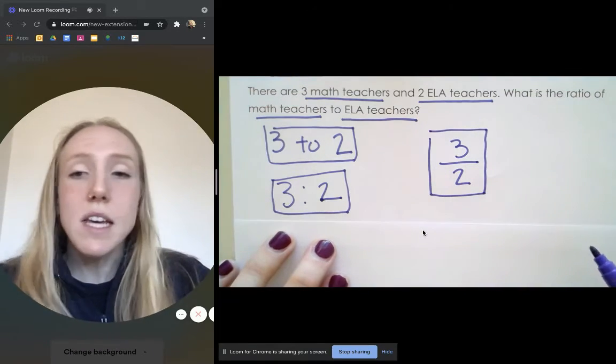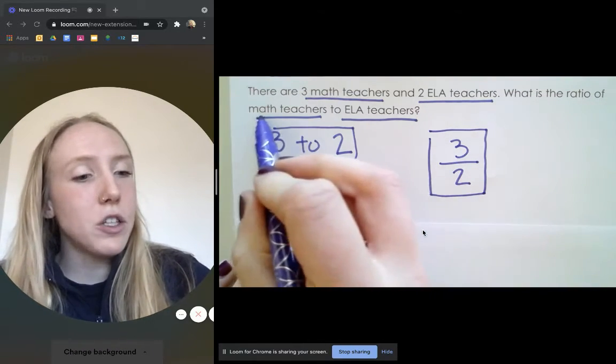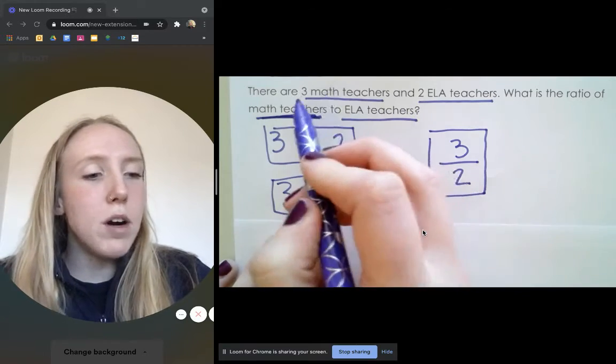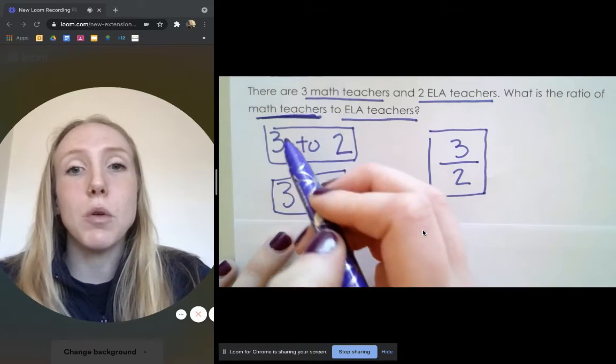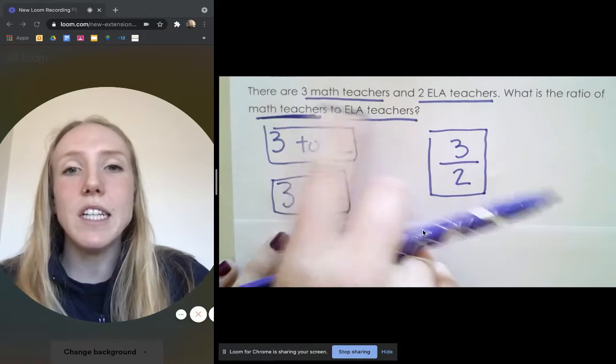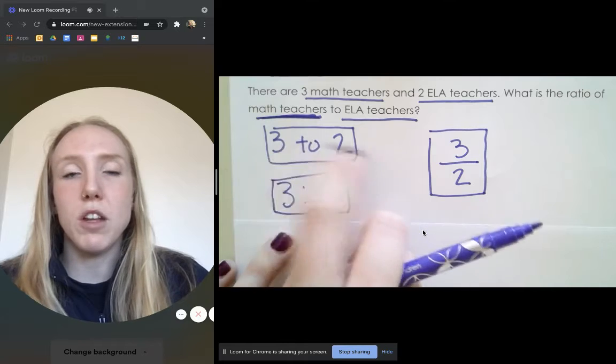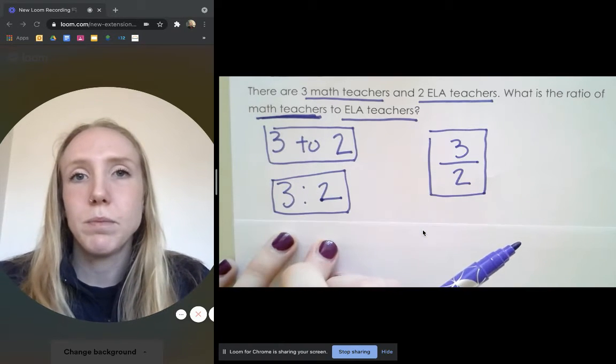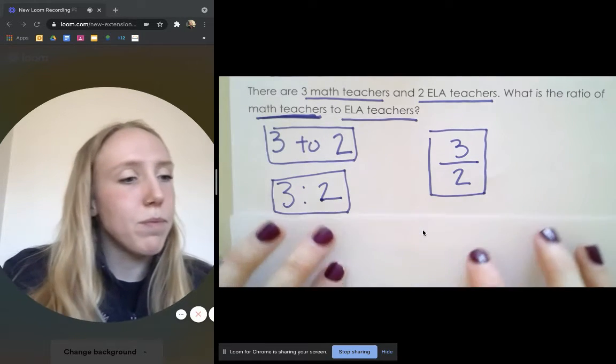Notice how in all of these, since they asked for math teachers first, the number of math teachers was 3. So 3 has to be the first number in each of these ratios. If they had asked for ELA teachers first, 2 would be the first number in each of these ratios. Okay.